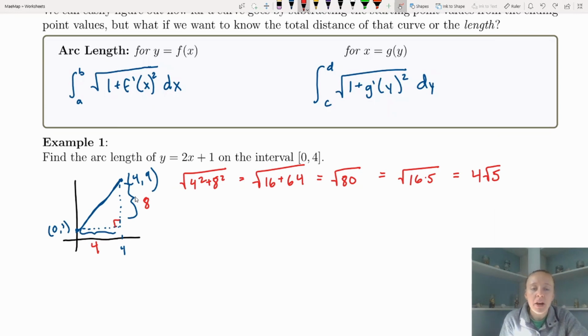But let's go ahead and do the arc length formula for y equals f of x. Using our formula, we need to find the derivative and square it.